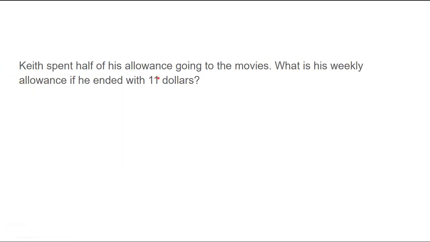Keith spent half of his allowance going to the movies. What is his weekly allowance if he ended up with $11? So he spent half. That means I'm dividing by 2 at some point. So I'm going to just go ahead and do that right now. I know at some point I'm dividing by 2. And he ended with $11. So I'm going to put equals 11. So what am I putting up here? I'm going to use A to represent his allowance.